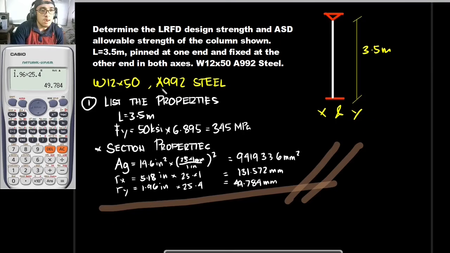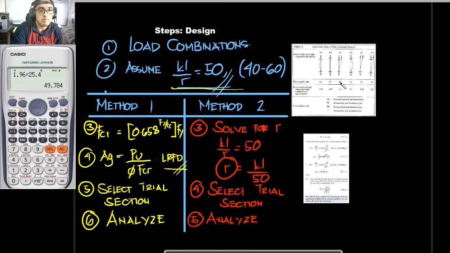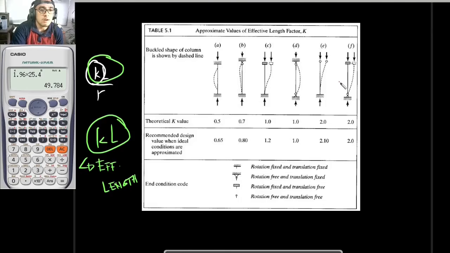Okay, so for RK, it is said here that it is pinned at one end and fixed at the other end in both axes. So pinned and fixed. So from that, we would be checking this table right here. Kung ano ba siya. So, pinned and fixed. So, alin ba siya dito? So, that would be case B. Pinned here and fixed here. Though it would be having a theoretical K value of 0.7, we would be using 0.8 para meron tayong factor of safety. So, that would be the recommended design value.